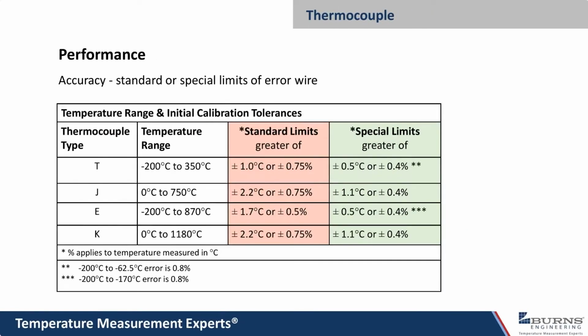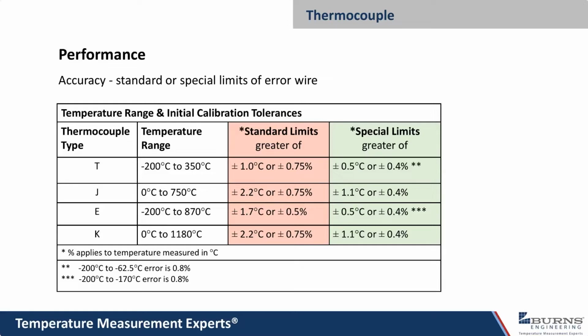Now we look at the accuracy of the thermocouple. This is where the RTD has a huge advantage over the thermocouple. But if we look at the various types here, the type T is going to be the most accurate of the bunch. It has the most limited temperature range, though. The accuracy is available in just, in general, here.